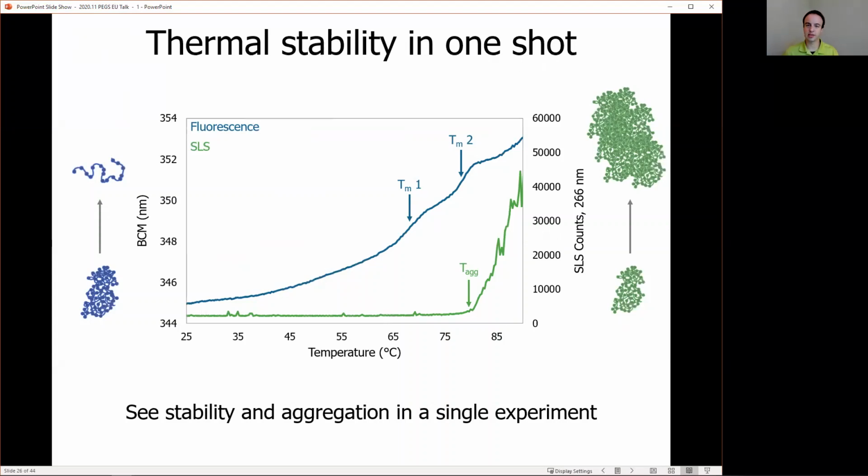If we want to track aggregation at the same time, we can look at the SLS data and understand exactly when proteins start to aggregate, which is going to line up with, in this case, melting temperature 2. Understanding both of those melting temperatures at the same time is going to be very important to understanding when exactly your aggregation event occurs.